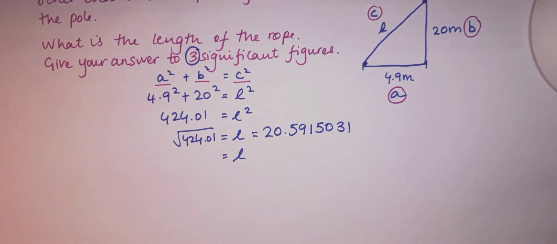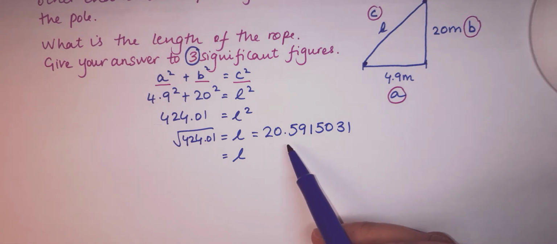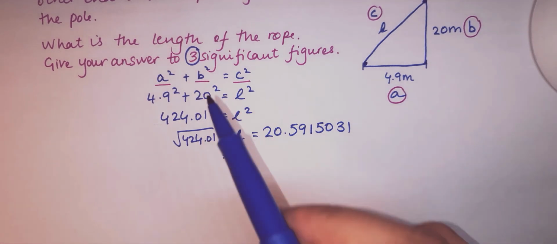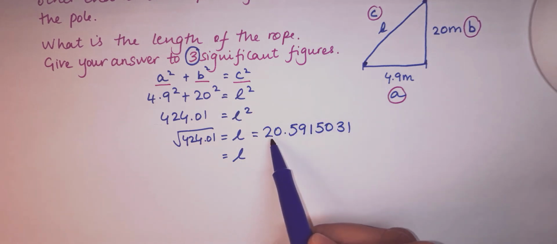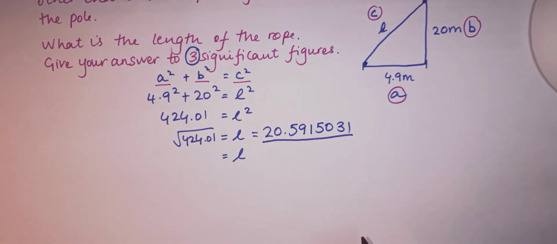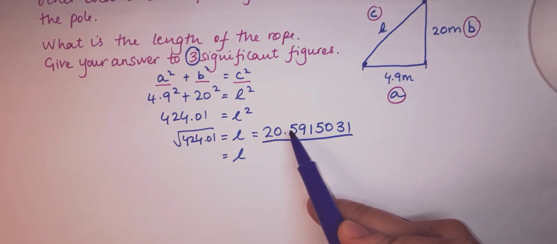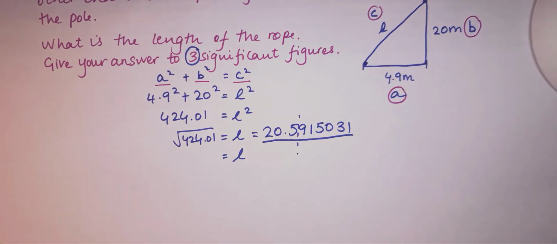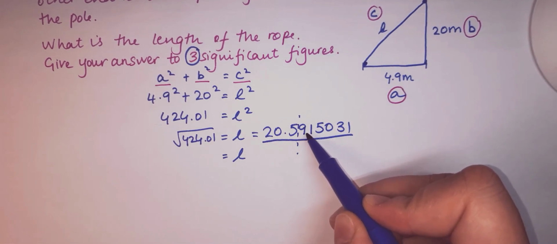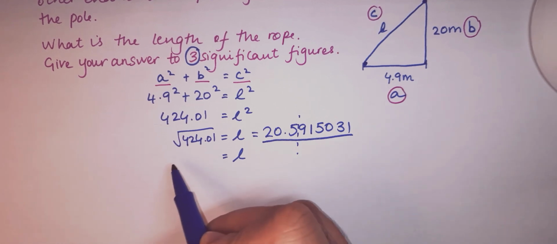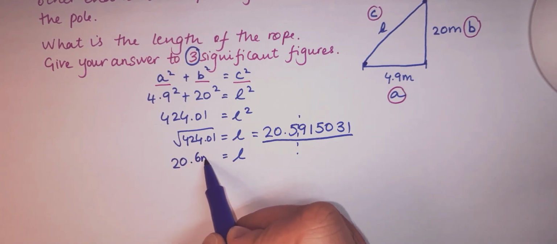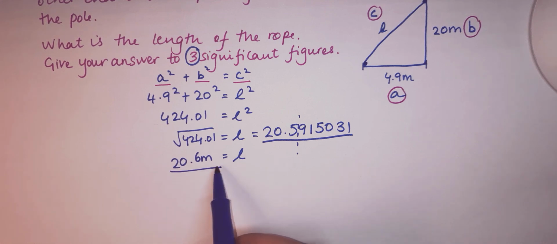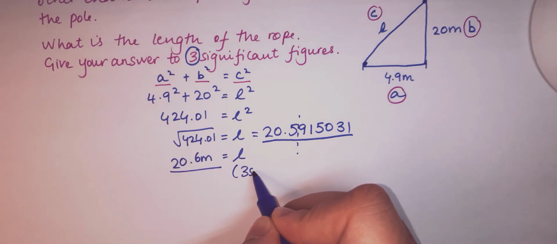So the first thing we need to do, once we've got this, is convert it to 3 significant figures, because this answer will get you the marks, but it won't get you the final mark. So this number to 3 significant figures is actually, if we've got one figure here, 1, 2, 3, and we put a dotted line here, we can see that because this is 9, the 5 will become 6. So the answer is 20.6 meters. That's the answer. That is to 3 significant figures.